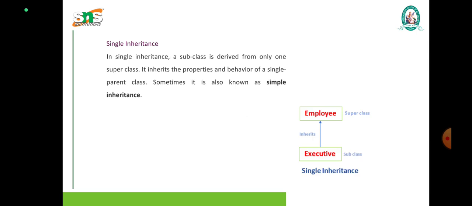In single inheritance, a subclass is derived from only one superclass. It inherits the properties and behavior of a single parent class, and it is also known as simple inheritance or single inheritance. For example, employer is a superclass which consists of the subclass executive. So it inherits the properties.